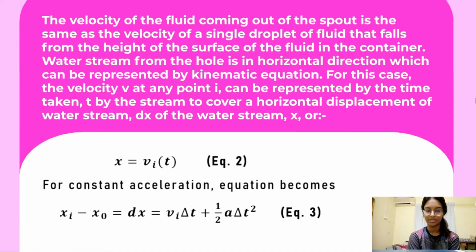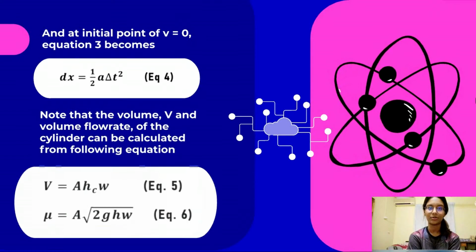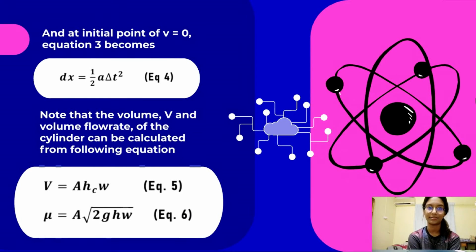For constant acceleration, the equation becomes xi minus x0 equals dx equals vi times t plus 1 over 2 a t squared, and that's equation 3, whereby a is the gravitational acceleration, which equals 9.8 meters per second squared. And the last part of the theory is that at initial velocity v equals 0, equation 3 becomes dx equals 1 over 2 a t squared, which is our equation 4.